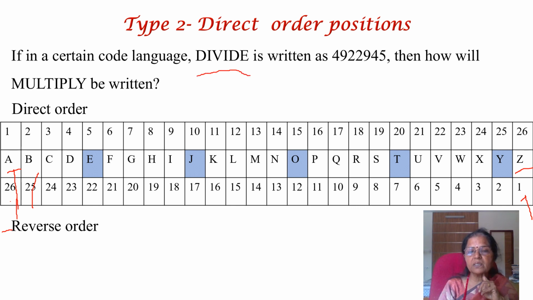Make this table and see how it is coded. The word divide is written as 4922945. See any correspondence? The letter D is 4, yes, 4. For I it is 9. And B is 22. So all the direct position numbers are given in sequence. That is the pattern. We got the pattern. Now we are going to write it for the word multiply.